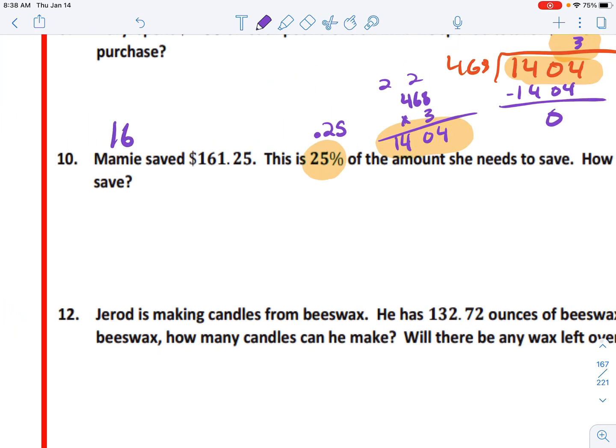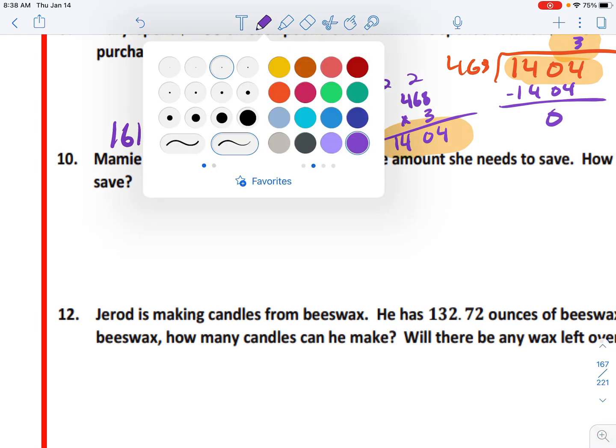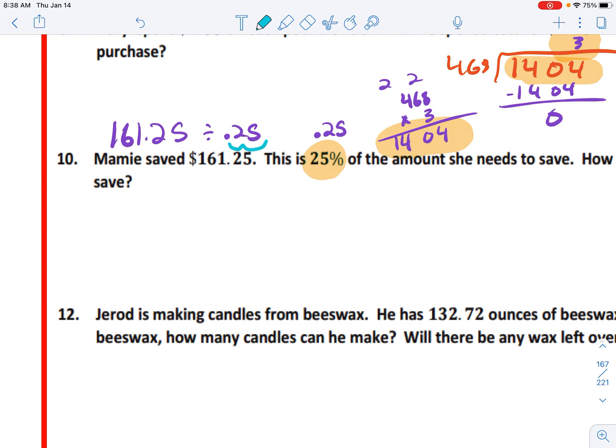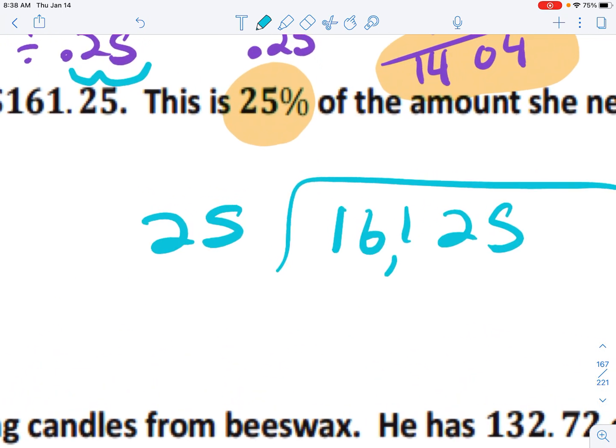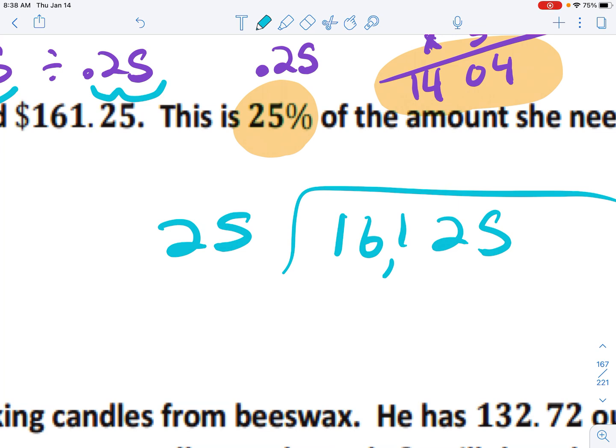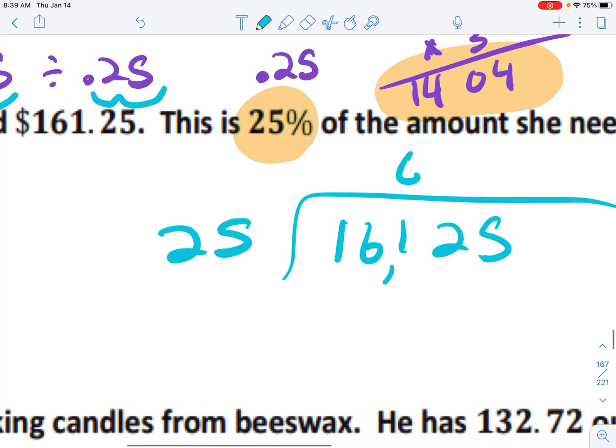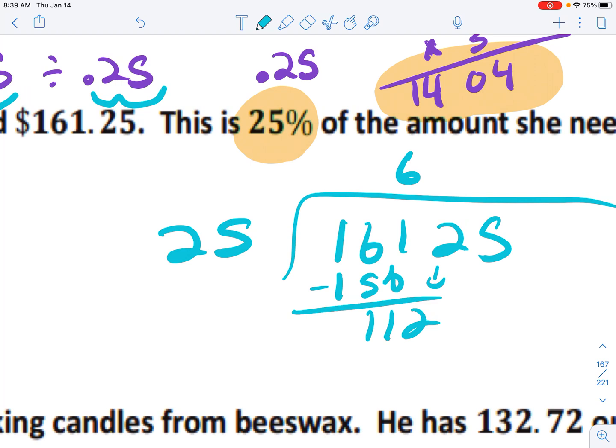Okay, so now my problem turns into 161.25 divided by 0.25. We're going to move the decimal 2 times over. And the same thing in the dividend, so my new problem turns into 16,125 divided by 25. Okay, so 25 can't go into 16, but it can go into 161. Think of quarters. 4 quarters is 100, and so it's going to be 6 times. That is 150. We subtract that, and we get 11. Then we bring down the 12, or the 2.